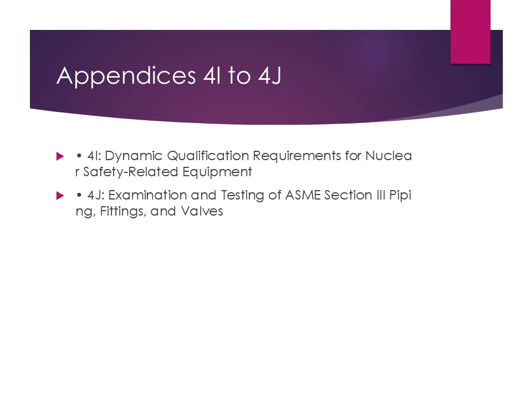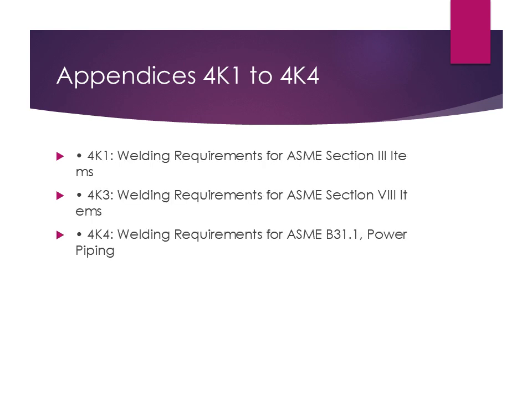Then there's Appendix 4J, which deals with the examination and testing of ASME Section 3 piping, fittings, and valves. This appendix outlines the procedures for inspecting and testing these components to ensure they meet the required standards. Now, let's look at the welding requirements. Appendix 4K1 explains the welding requirements for ASME Section 3 items. This appendix focuses on the specific welding standards for Section 3 items.